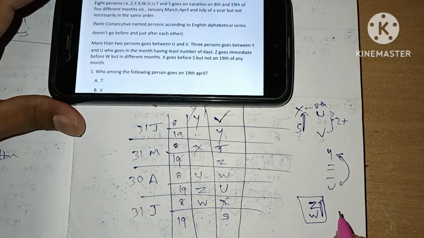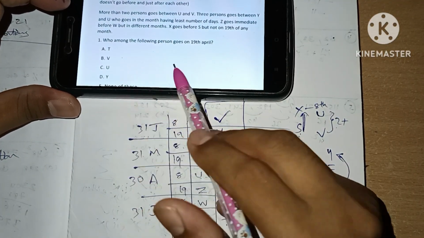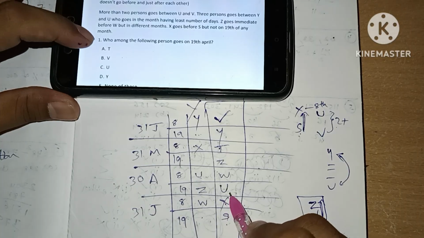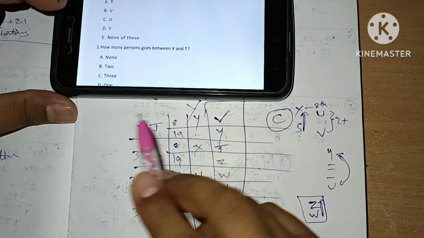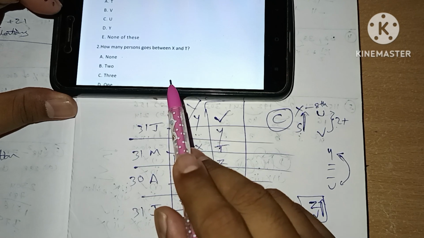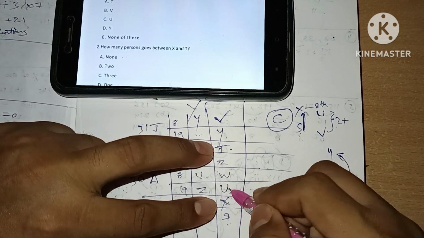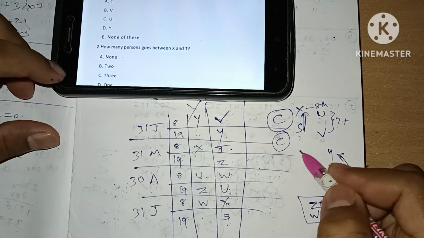Let's see the questions that are asked. Who among the following persons goes on 19th April? On 19th April, U went on vacation. Option C is our answer. Next, how many persons go between X and T? Here is T and here is X. 1, 2, 3. 3 people are in between them. Option C is our answer.